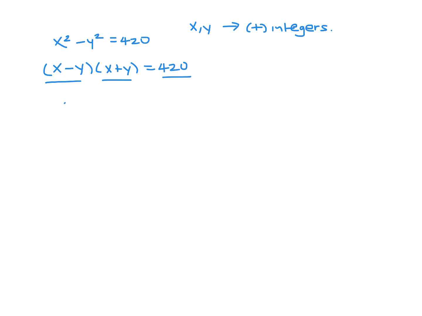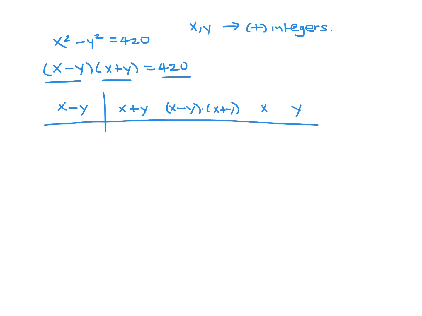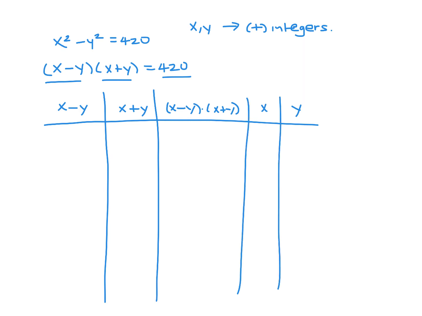So I think we're going to have to make a table here. X minus y, x plus y. And then the product is always going to be 420. X minus y times x plus y. And then we can always figure out x and y. So this is sort of how we're going to approach this. These are all 420s, because that's the end result.